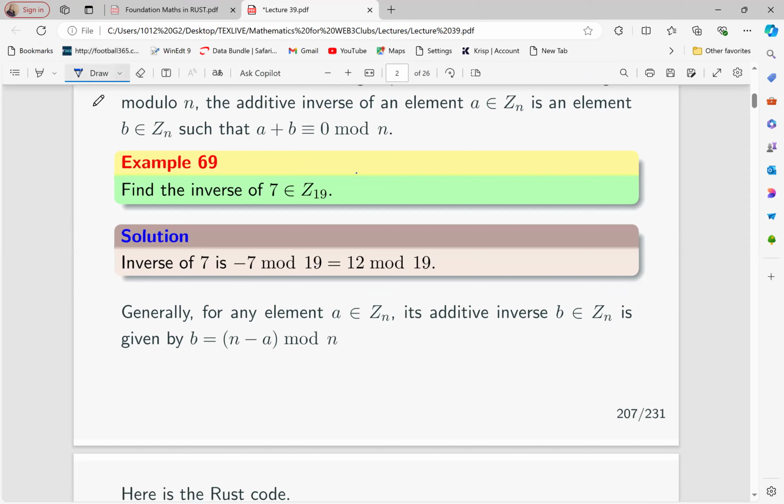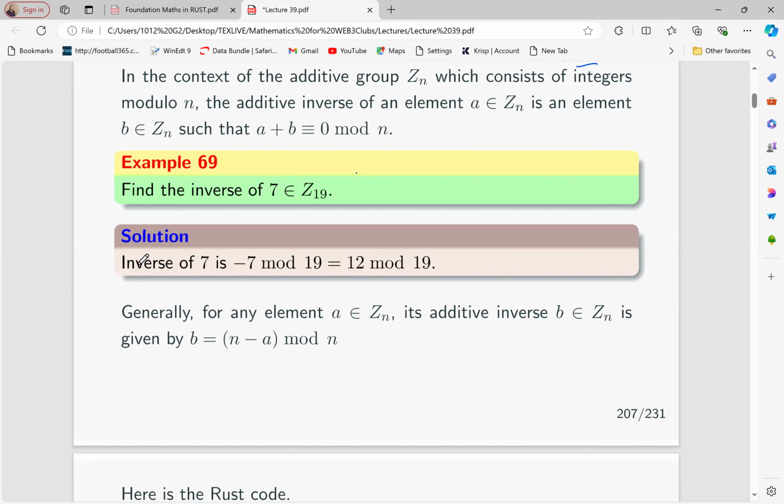So in fact, if you are to write Rust code, it's very easy. Just need to take n minus a. Is that okay? N minus a gives you the inverse of a. So just be changing n and a. That gives you the code.